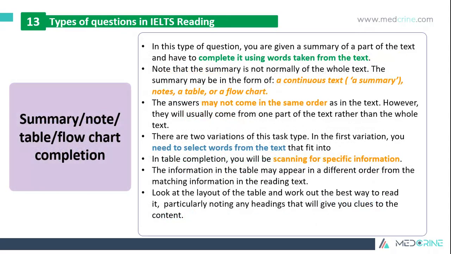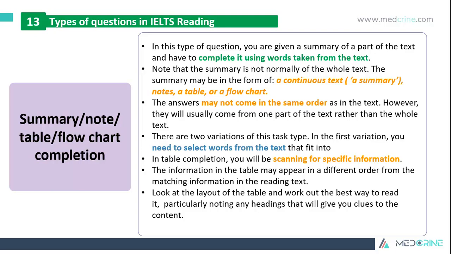The next type of question is summary, note, table, or flowchart completion. You're given a summary of a part of a text and you have to complete it using words that are taken from the text. You need to know that the summary is not normally the whole text. The summary may be in the form of a continuous text, a note, a table, or a flowchart. And the answers in this case may not come in the same order as in the text. However, they usually come from one part of the text rather than the whole text.